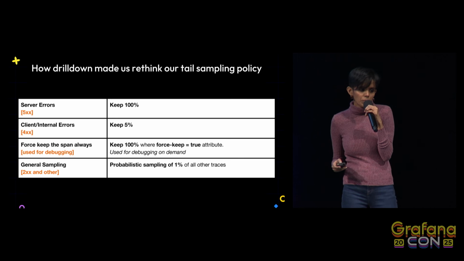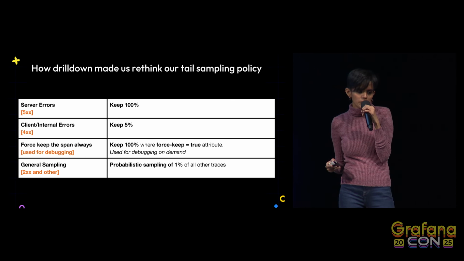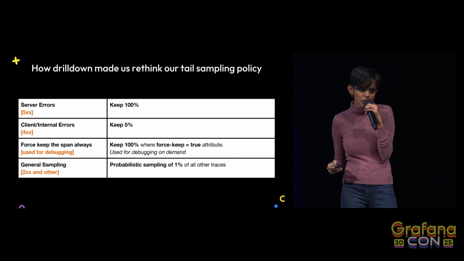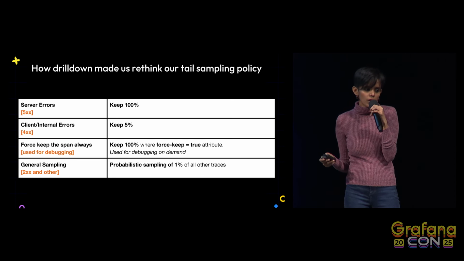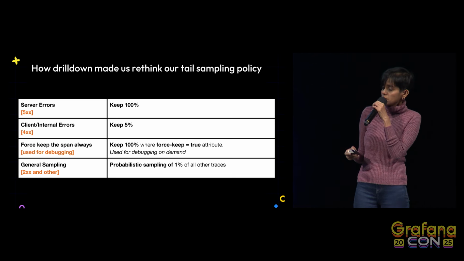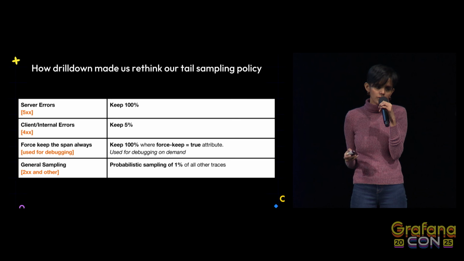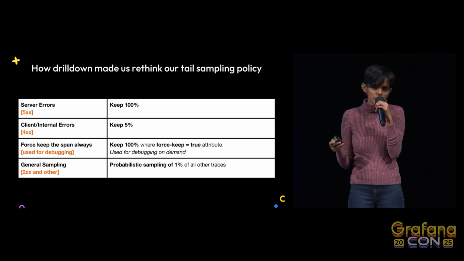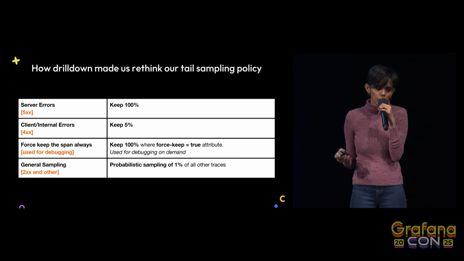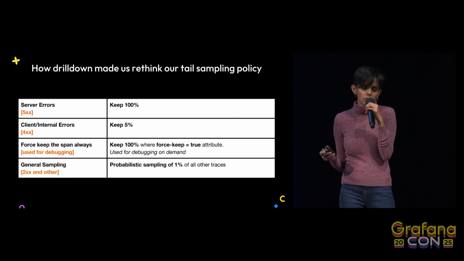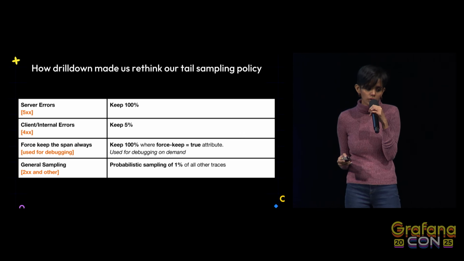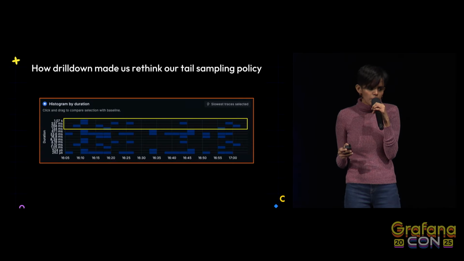So how did Drilldown make us rethink our sampling policy? This is our current tail sampling policy. If there are server errors, we send 100% of them. And for client errors, we send 5%. And sometimes when teams are making new services, they want to keep all the traces because they want to see some patterns. So we made a custom OTel condition to support that. In general, our probabilistic sampling is 1% because we thought, why do we have to send all the 200 traces?